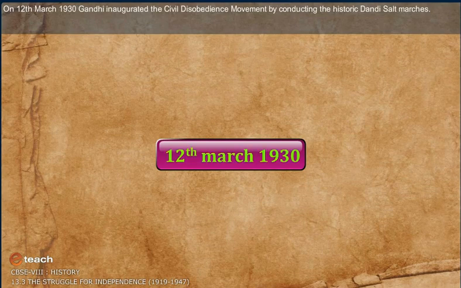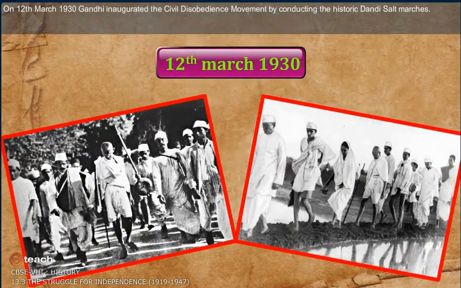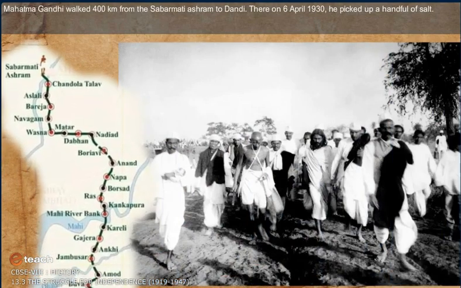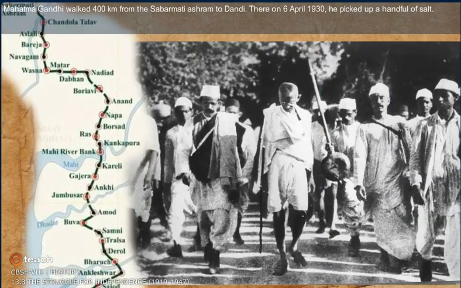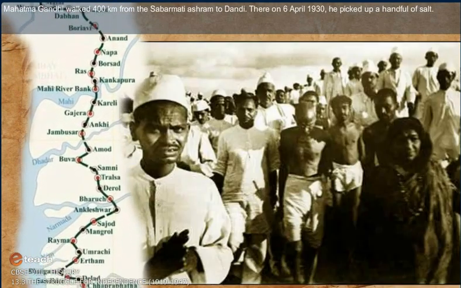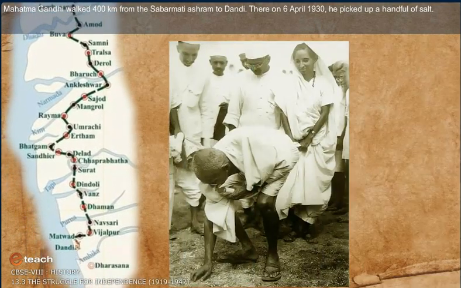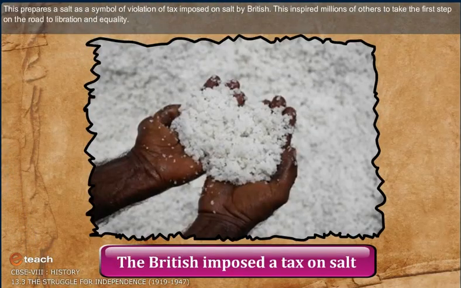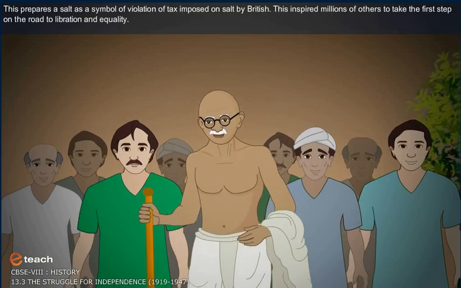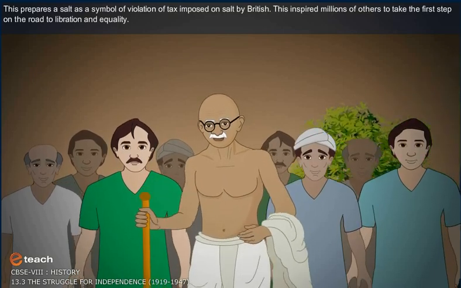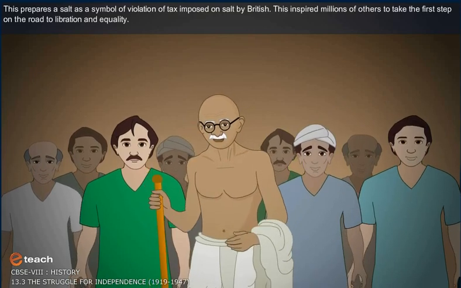On 12th March 1930, Gandhi inaugurated the civil disobedience movement by conducting the historic Dandi salt march. Mahatma Gandhi walked 400 km from the Sabarmati Ashram to Dandi. There on 6 April 1930, he picked up a handful of salt. This was a symbol of violation of the tax imposed on salt by the British. This inspired millions of others to take the first step on the road to liberation and equality.